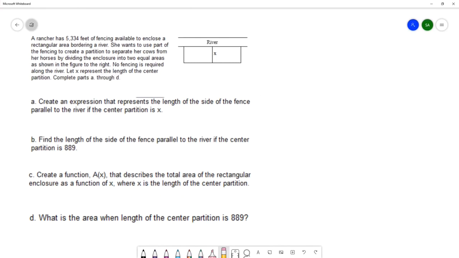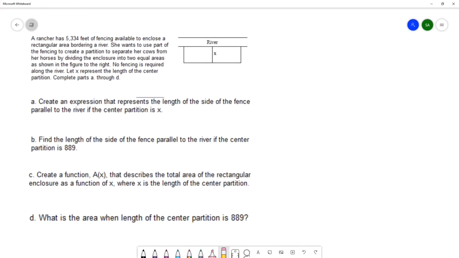So we have a nice picture of what's going on here. We have a river. The rancher is building these rectangular pastures bordering along the river, and she's creating them with this little divider called a partition in the middle, and that's so she can separate the cows and the horses. It also says to let X be that center partition, and that's the variable that's going to be used throughout.